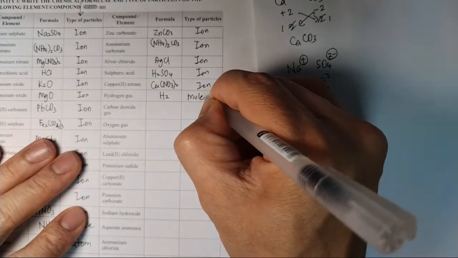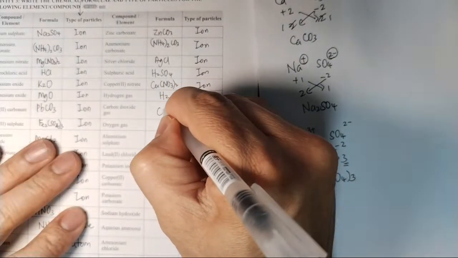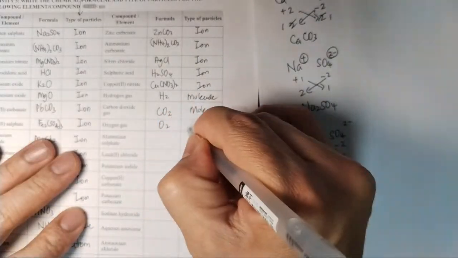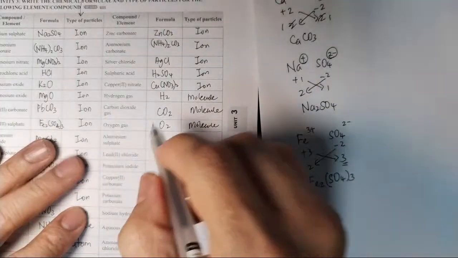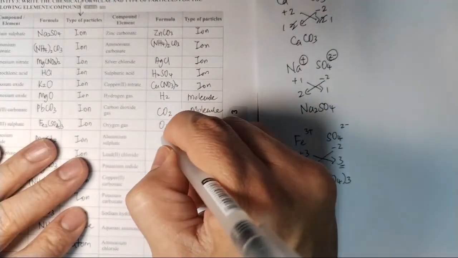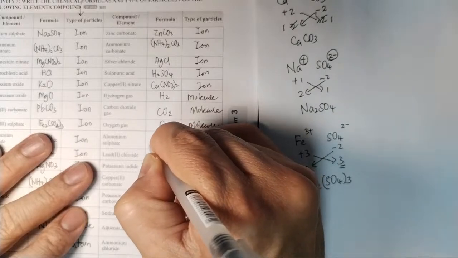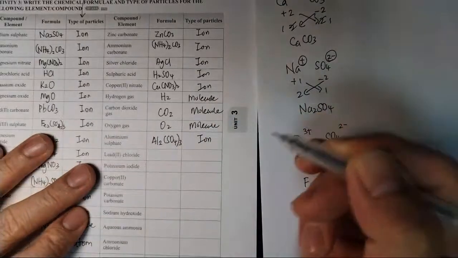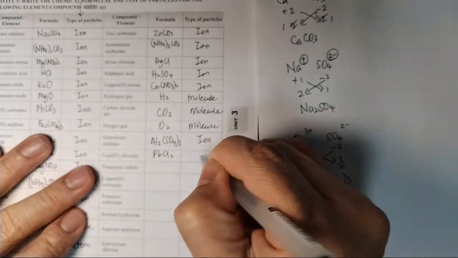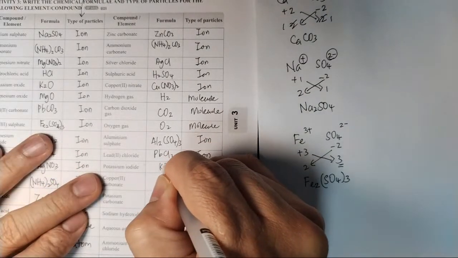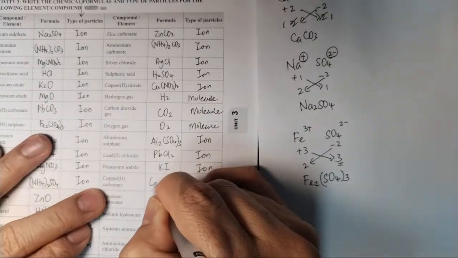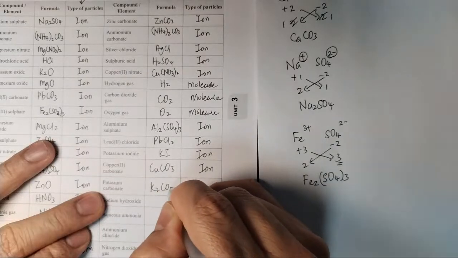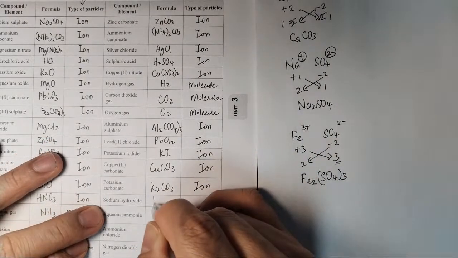So this one is molecule. Carbon dioxide gas, CO2, is molecule. Okay, oxygen is O2, also molecule. As long as there are no ions, it means that it is a molecule. Aluminum sulfate. Sulfate is the ions. Lead 2 chloride, ions. Potassium iodide, ions. Copper 2 carbonate, ions also. Potassium carbonate, ions.